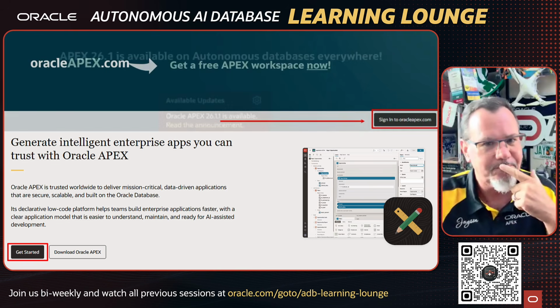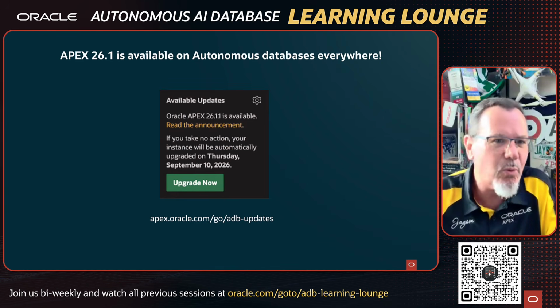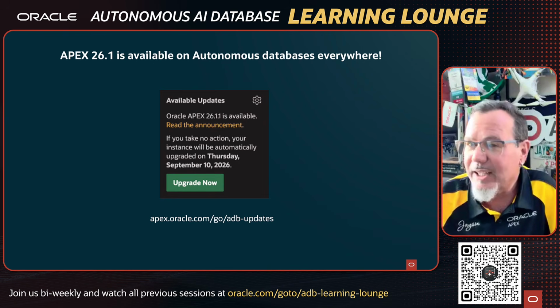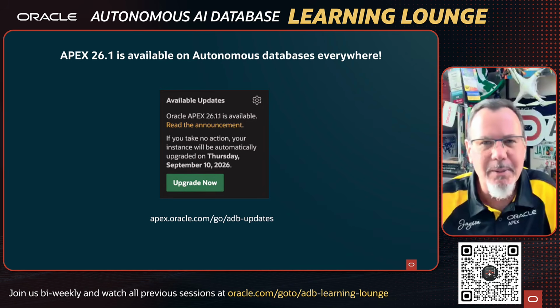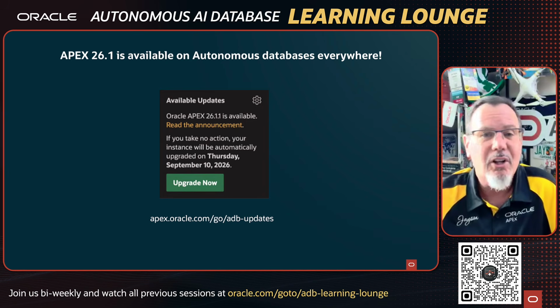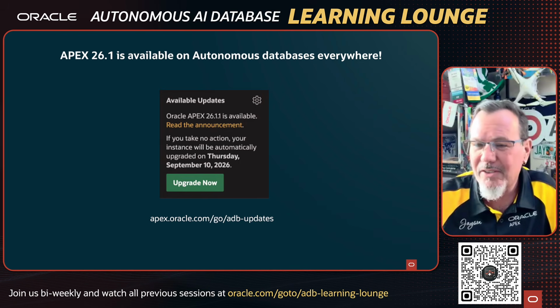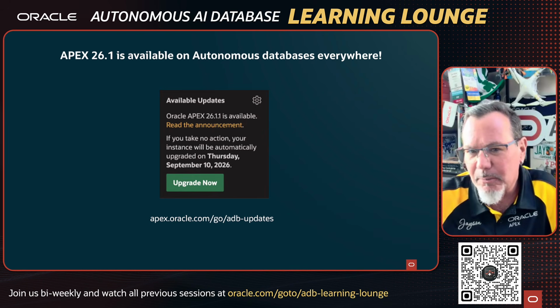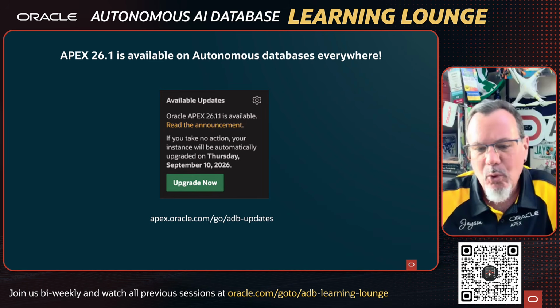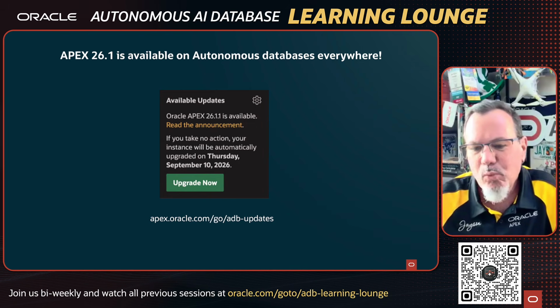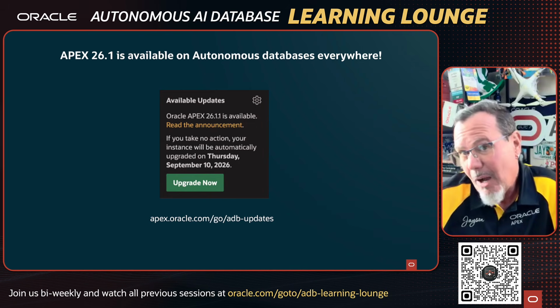All right, moving forward. As I mentioned, Oracle APEX 26.1 is available on autonomous databases everywhere. Part of the process of installing APEX or making it available on autonomous database, or even full ATP, or all the other tenancy options, is when you sign into the internal workspace as a workspace administrator or tenancy administrator, you will see this option when it is available. To know when this is coming in general, we do maintain a website, apex.oracle.com/go/ADB-updates. This is where you'll go to learn when that update will become available.